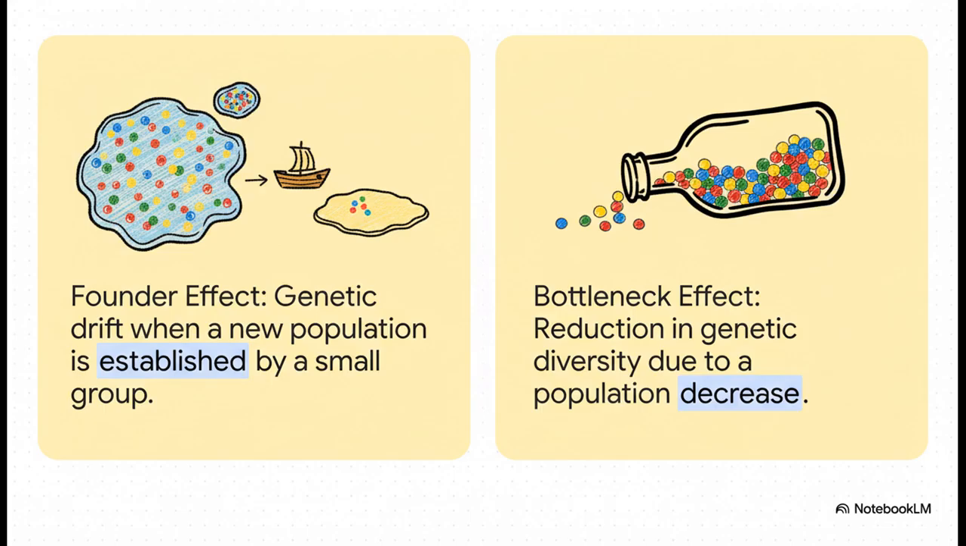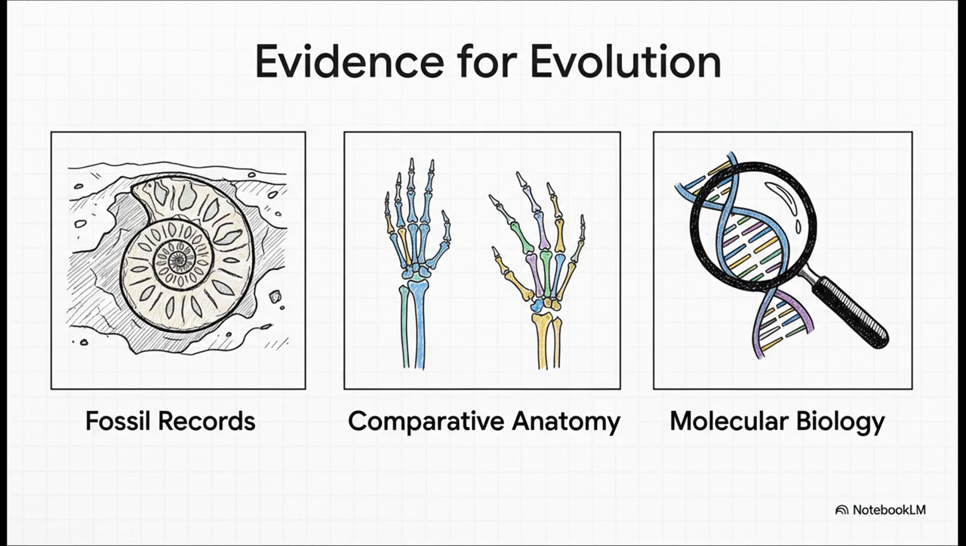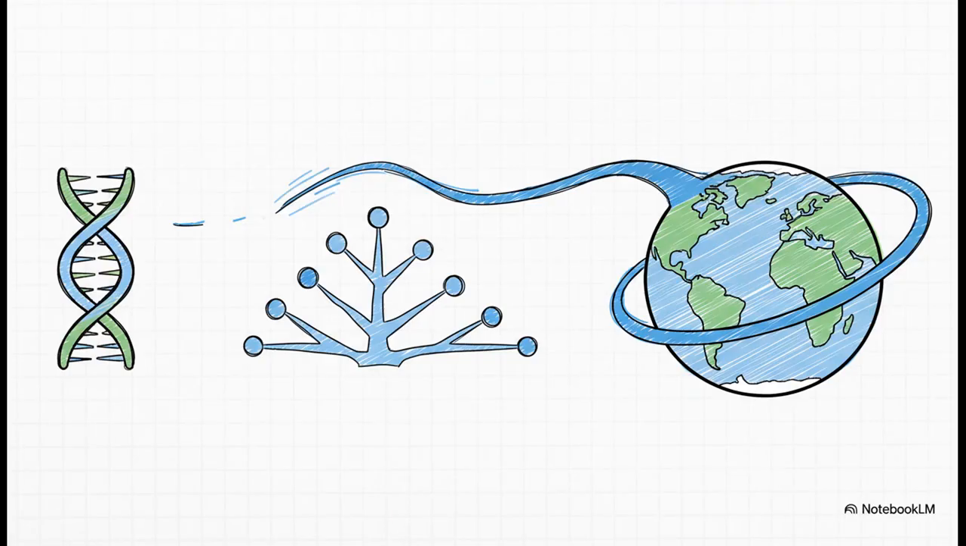Then there's the bottleneck effect. That's when a population gets wiped out by something like a natural disaster. The survivors' gene pool, again, just by pure luck, is what shapes the future of that species. So how do we know all this is true? Well, the evidence is just so powerful because it comes at us from all these different angles. You've got the fossil record, which is like a history book written in stone. You have comparative anatomy, which shows us the shared blueprints between different species. And now molecular biology lets us read the DNA code itself, showing us the family tree of life at the most fundamental level. And that really brings us full circle.